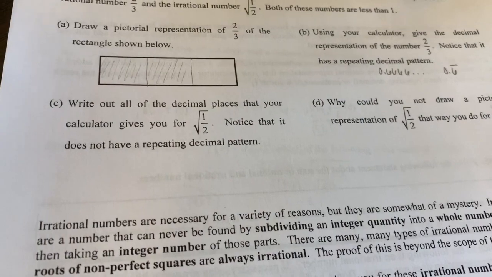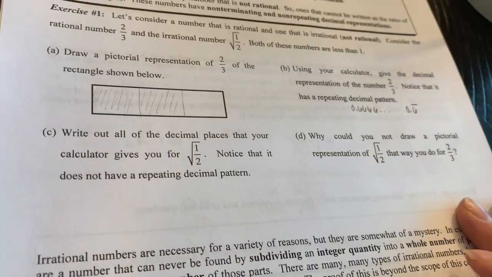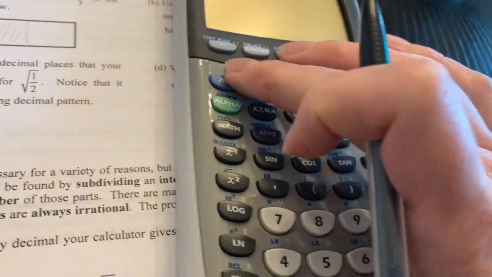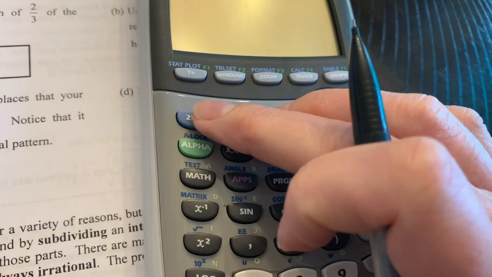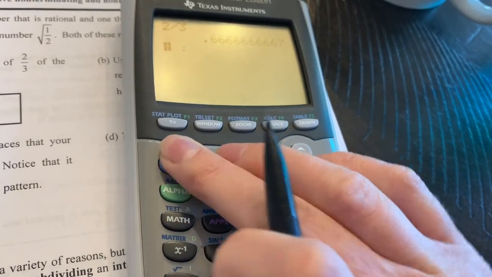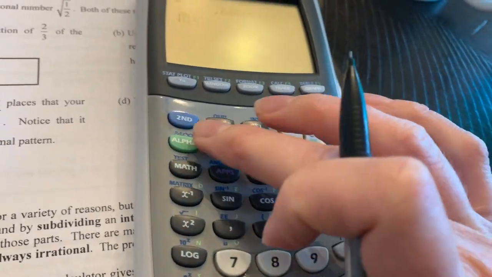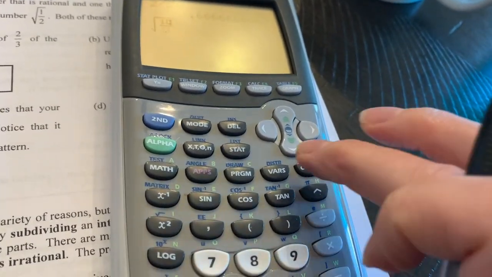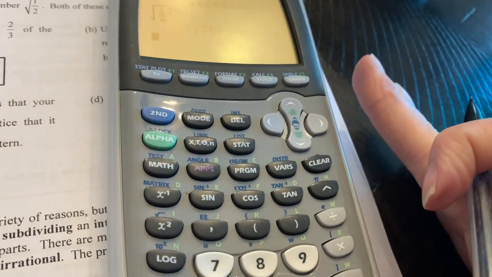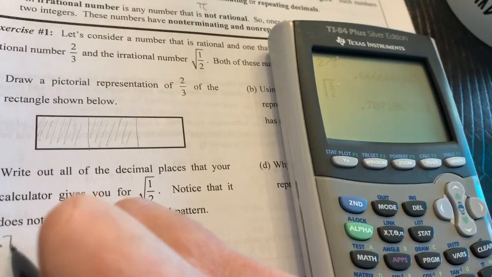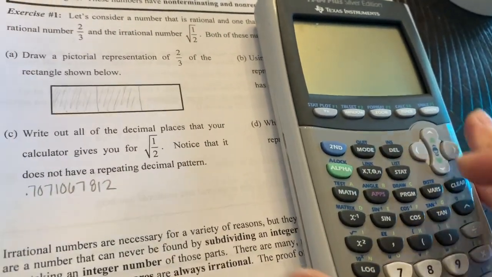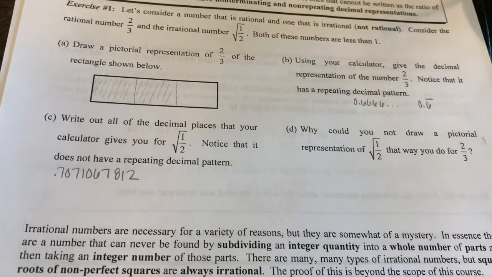Now, write out all of the decimal places that your calculator gives you for the square root of 1/2, and notice it does not have a repeating value. To do the square root, if you don't remember, you do second and the x squared button, and then inside here you put 1/2. I'm going to use my alpha y equals button, 1/2. And I get this number here. Writing them all out, I get 0.70710678812. You cannot see any evidence of anything repeating here.